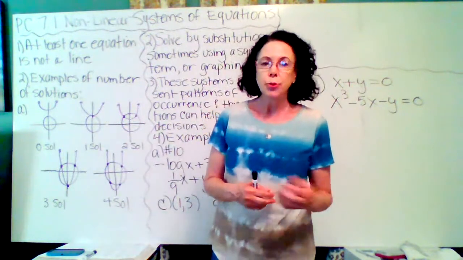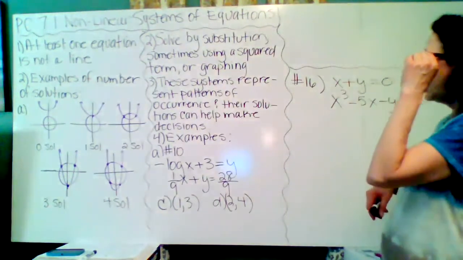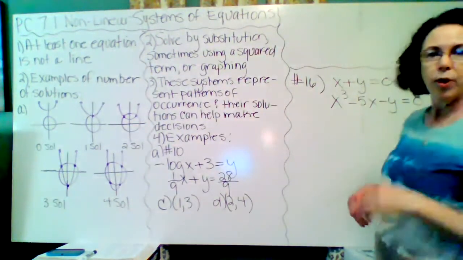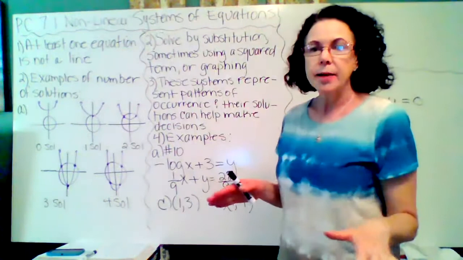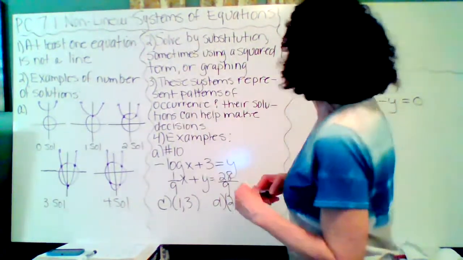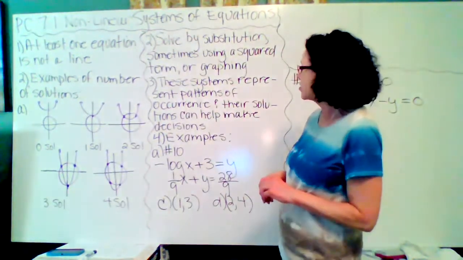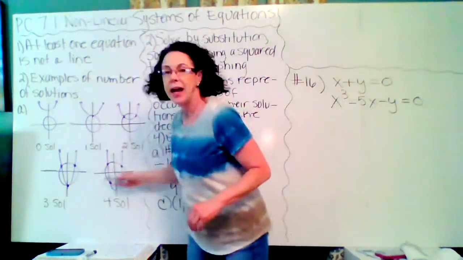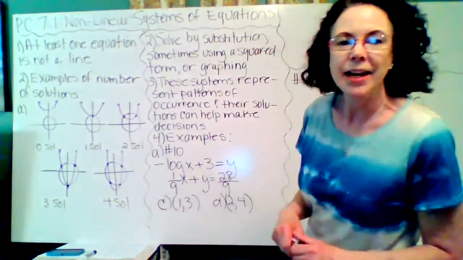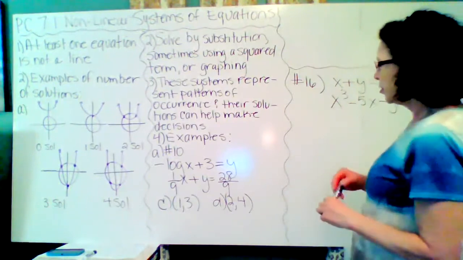So pretty cool. We solve these by substitution, sometimes using a squared term. A lot of times, of course, we substitute an x or a y like we're used to with linear systems. But it could be that we are going to substitute an x squared or y squared term because we will have those going on in here. So let's try some examples from your book.